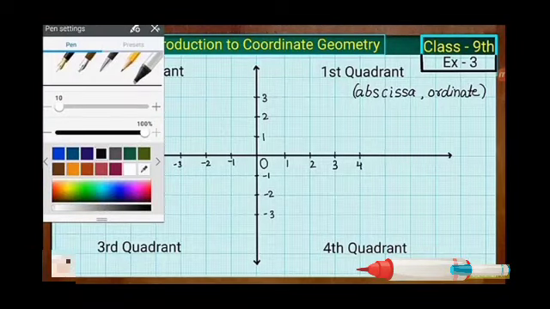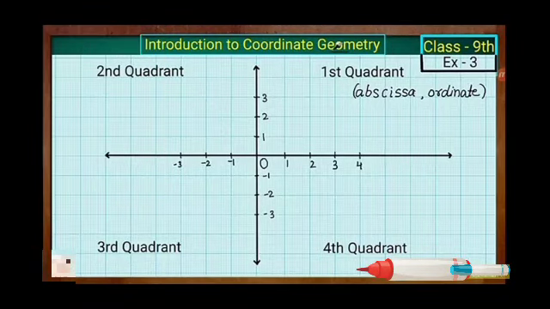Good morning, students. Today we will start chapter 3, coordinate geometry. In your previous classes you have already studied how to locate a point on a number line. You also know how to describe the position of a point on the line. So in this session we will learn how we can locate different points.